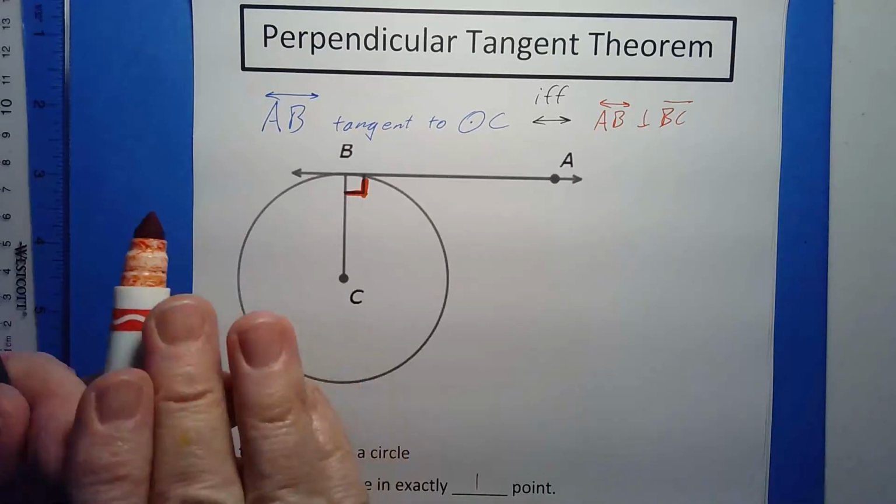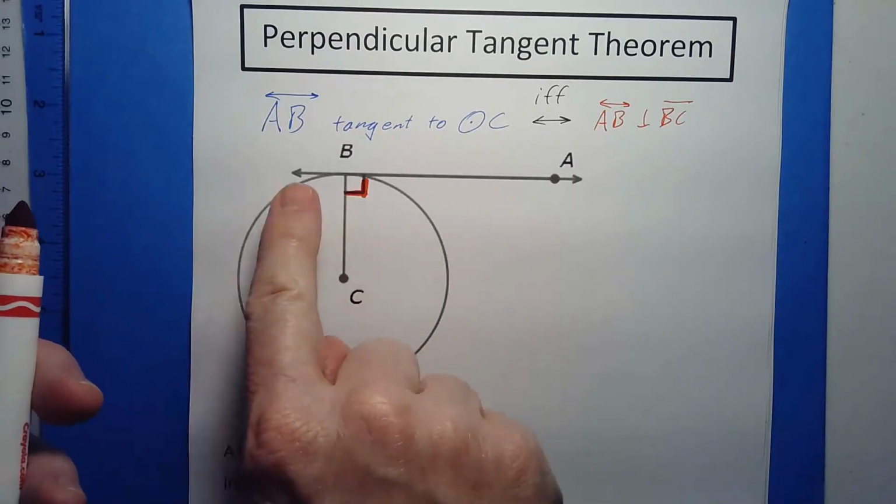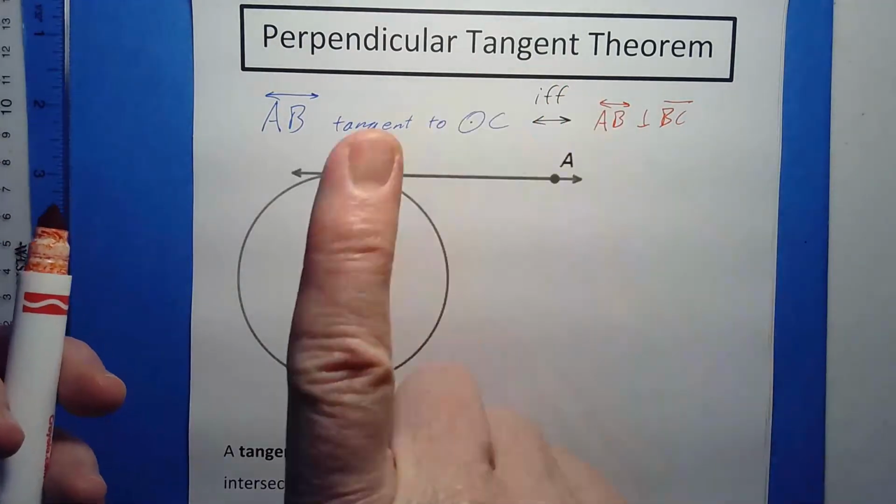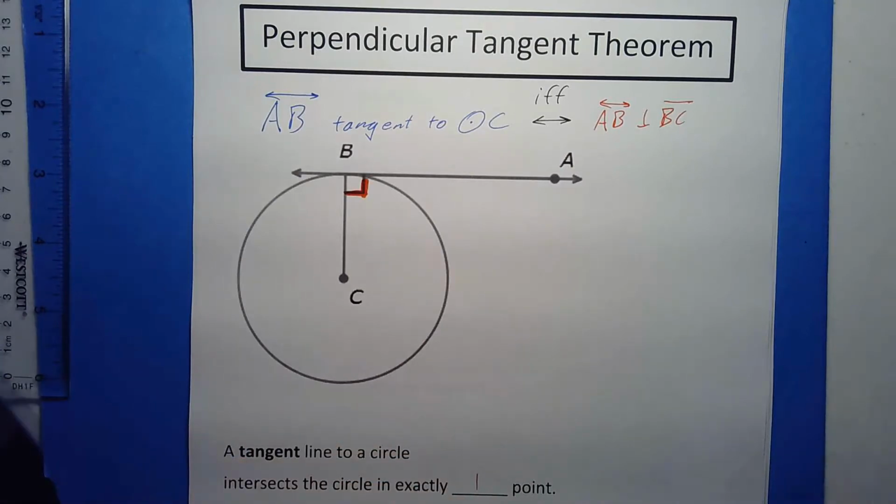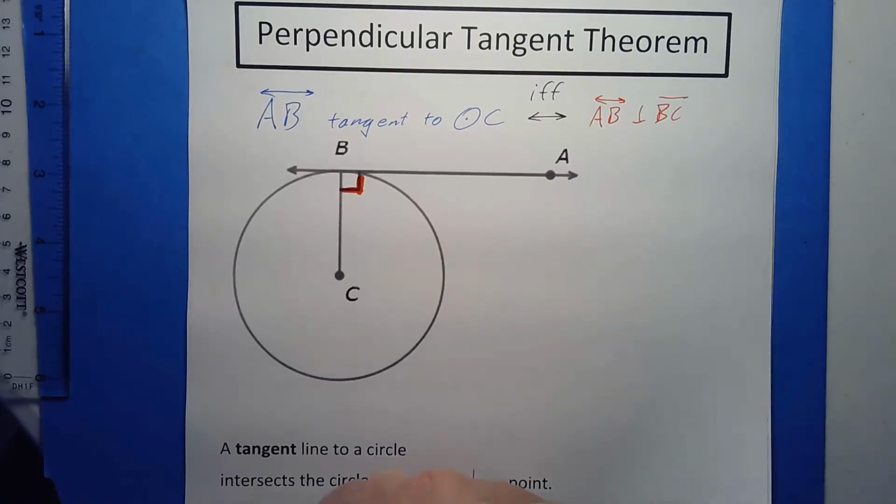So those go both ways. Tell me that it's perpendicular, and I'll tell you it's a tangent, or tell me it's a tangent, I'll tell you it's perpendicular. So it's kind of one of those bidirectional statements. So pretty cool. All right, let's start using that fact with a couple of problems.